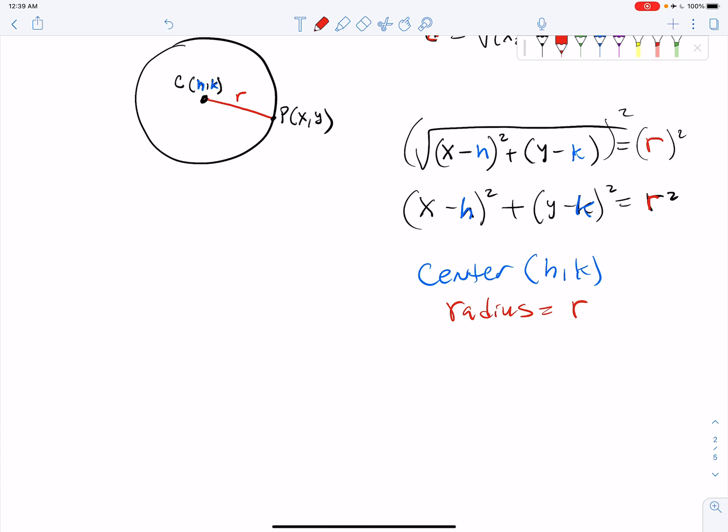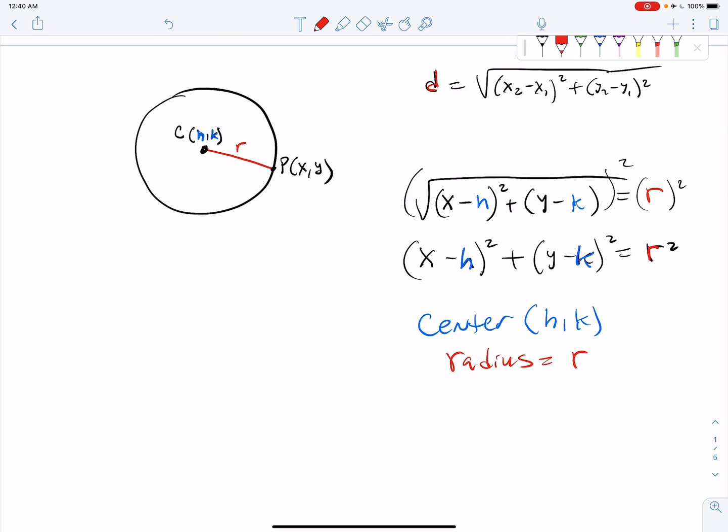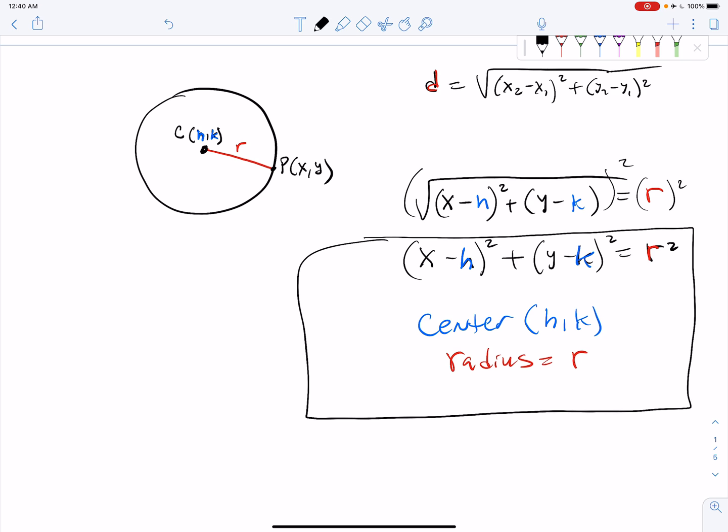That number needs to be square rooted, or write it in this form, r squared, and then that base is the radius. So there's sort of the algebraic proof on how we get the formula, and this right here is just called standard form. Standard form for a circle.